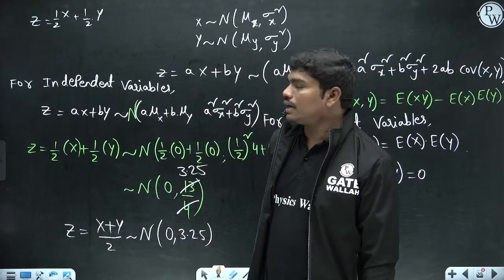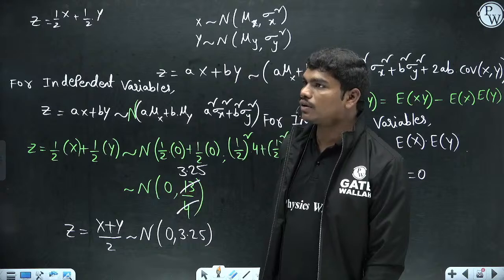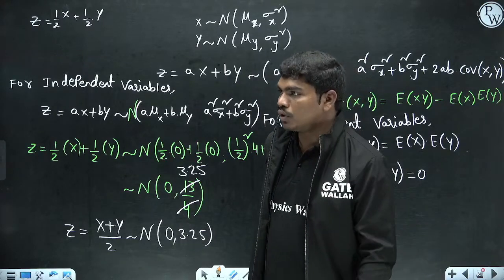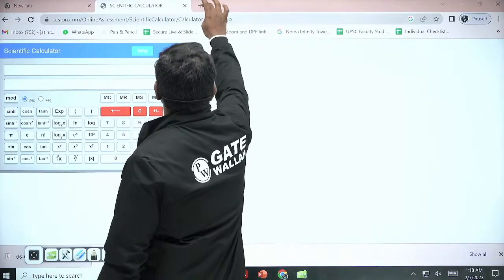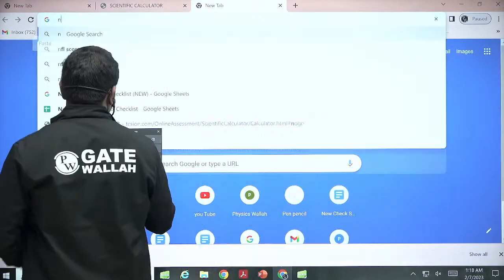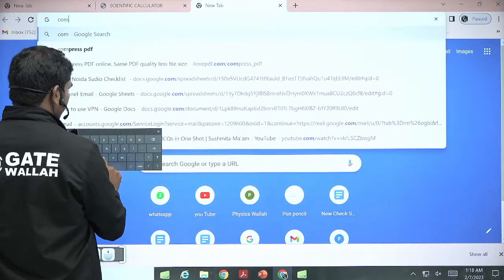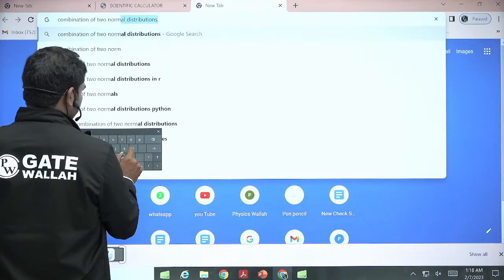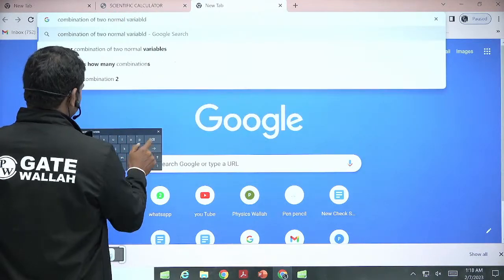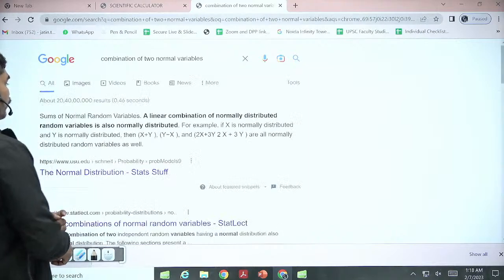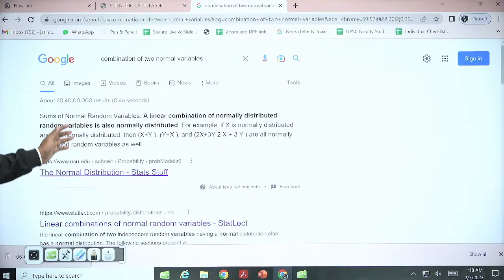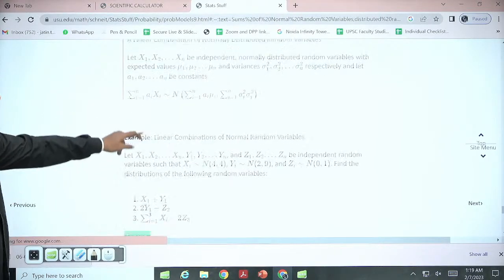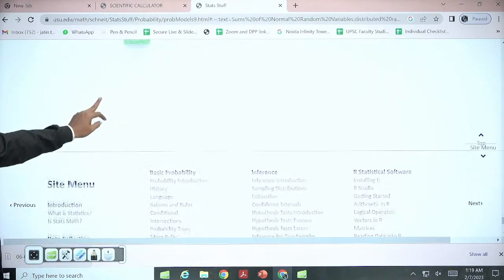Any other method? Basically, as of now this is the only thing which is simple. Otherwise you have to go for integrations again, which will be much more complicated. Look, I'll show you one thing, the combination of two normal variables. For example, you can see some results from somewhere, or university results. This is how they look. You have to do some integrations and all. So this is simple.